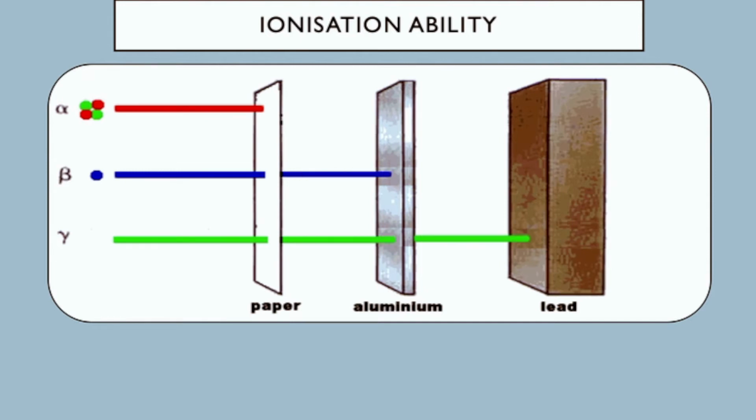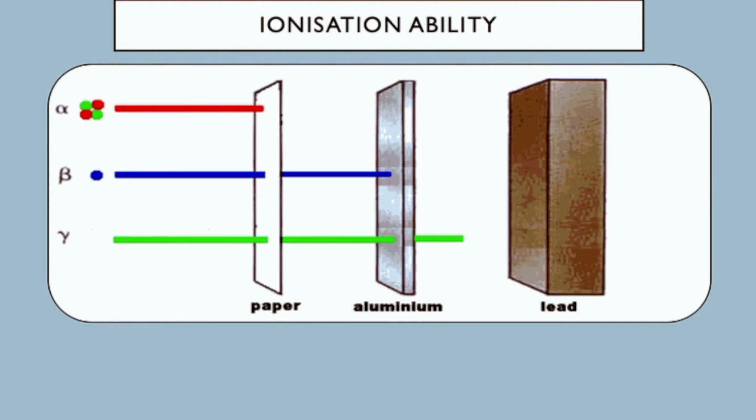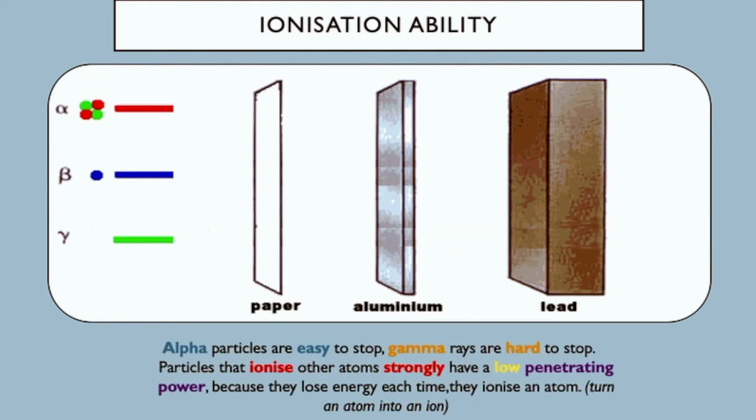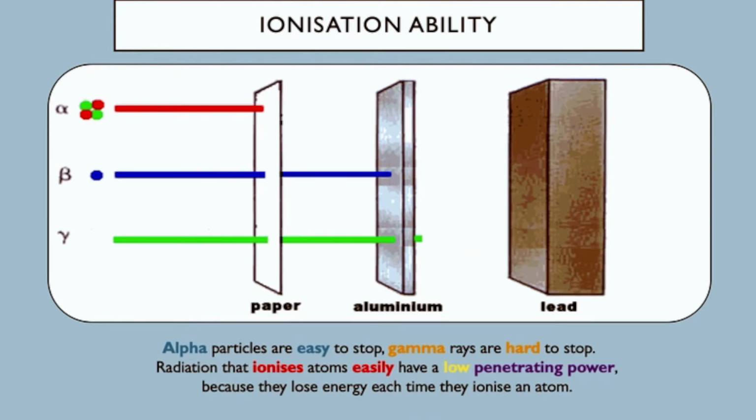So you can see that an alpha particle is stopped by paper, a beta particle is stopped by some aluminium, and gamma rays are stopped by lead. And that is all to do with their ionisation ability. So alpha particles are easy to stop, gamma rays are hard to stop, and beta particles are somewhere in the middle. Radiation that ionises atoms easily has a low penetrating power, so it can't penetrate through stuff very easily, and that's because they lose energy each time they ionise an atom.